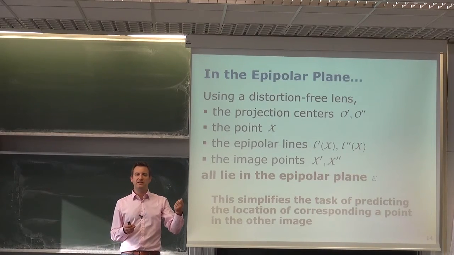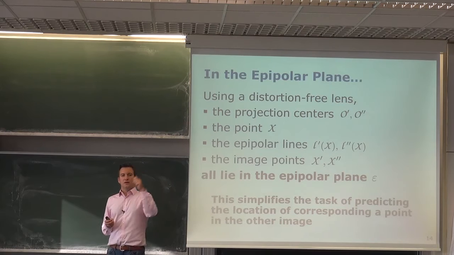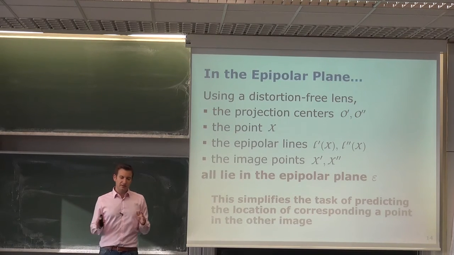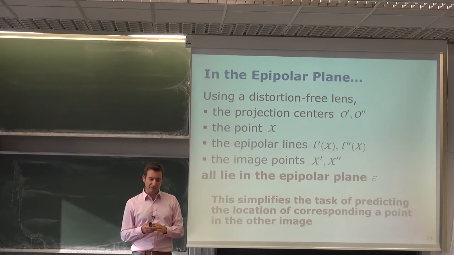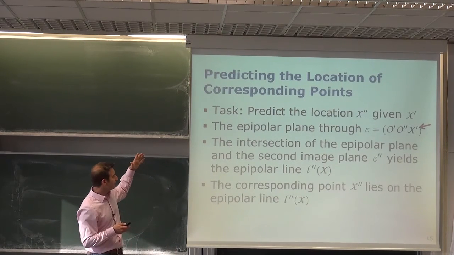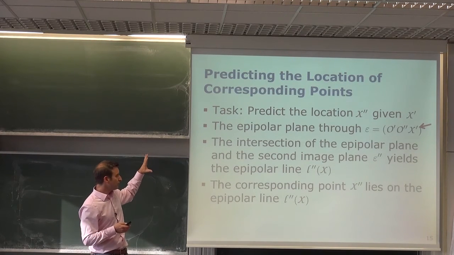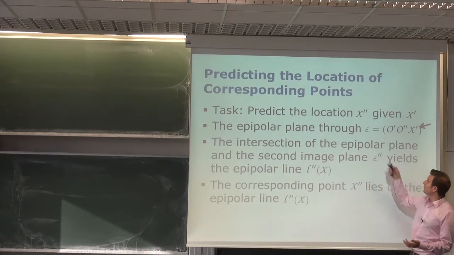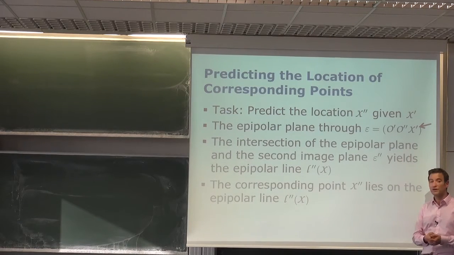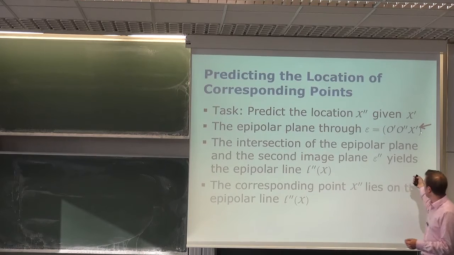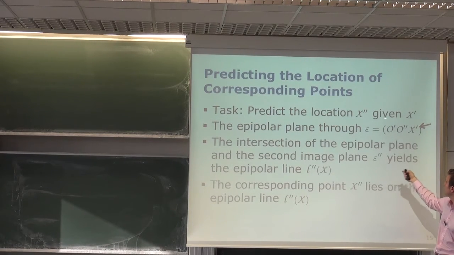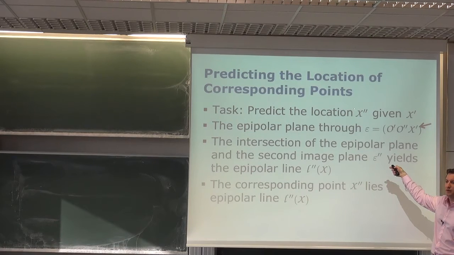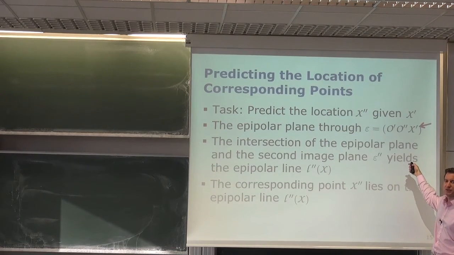So given I select a pixel in my first image, which pixels do I need to inspect in the second image in order to find the corresponding point? This fact helps me to reduce this search space. Again, this is a somewhat verbose repetition of what I said before. The task is to predict the location x2, the point in the second image, given I know where the point is in the first image. I can construct the epipolar plane. The important thing here is that this epipolar plane does not depend on the point that I'm searching, only on the input point for which I'm searching the corresponding point.